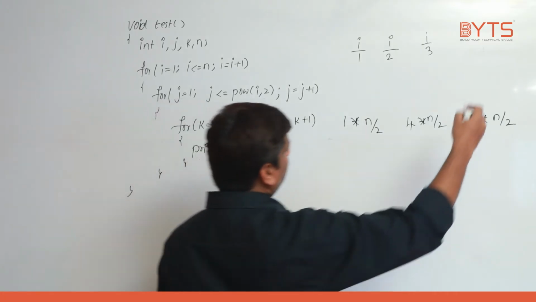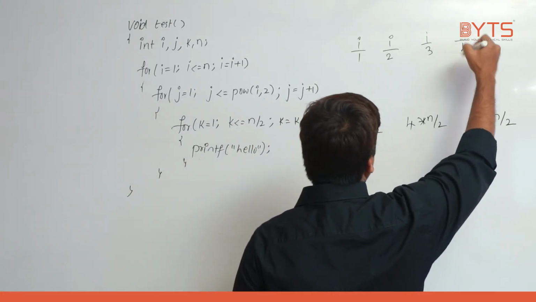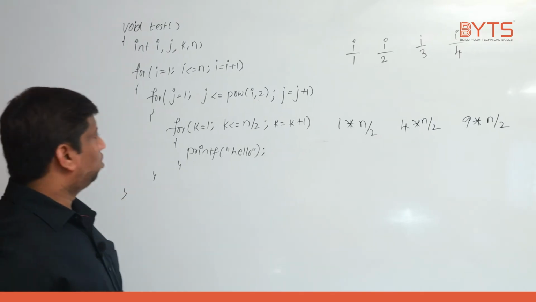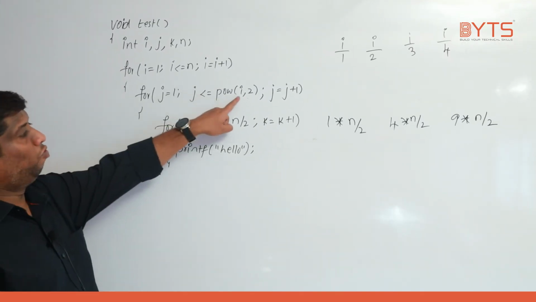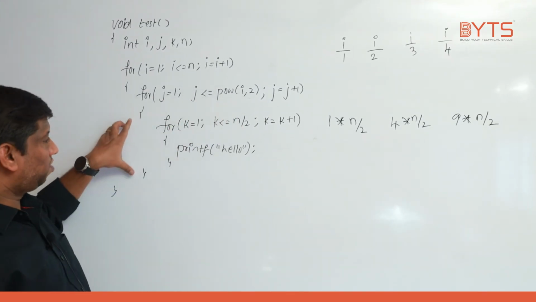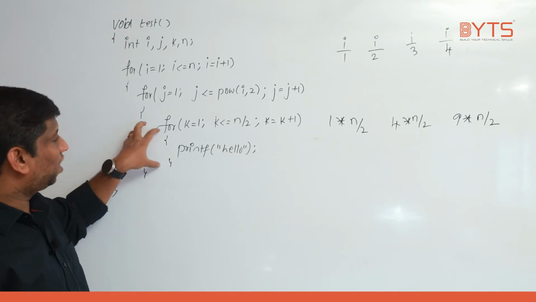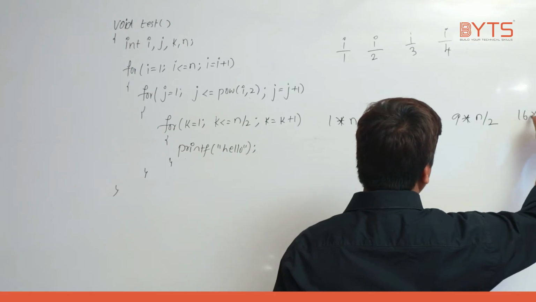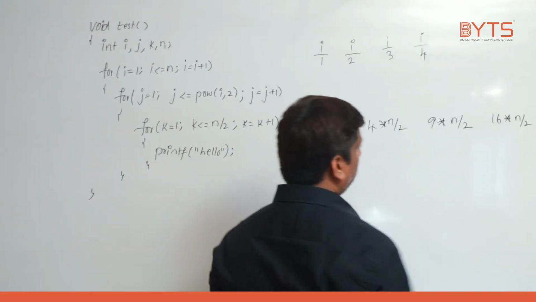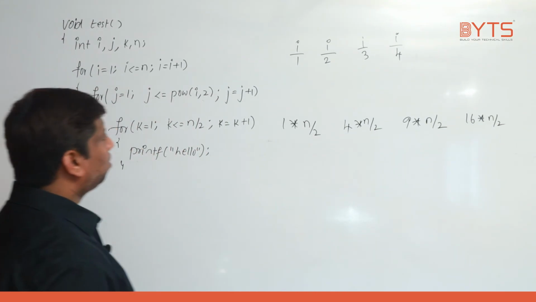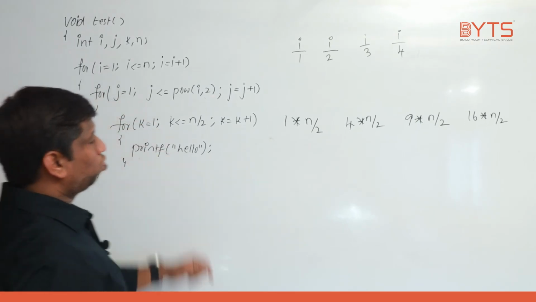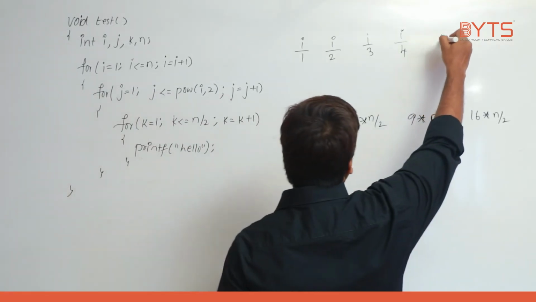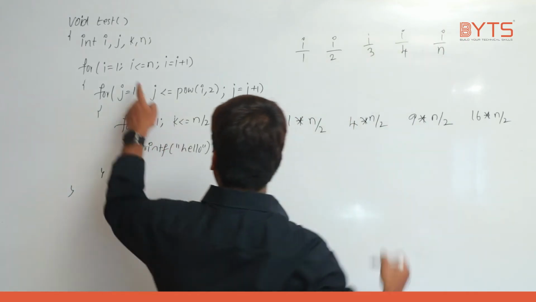Next, let us take I value as 4. 4 square is 16. So this loop is repeated 16 times. For every value of j, k is repeated n by 2 times, which means this loop is repeated 16 into n by 2. I hope this is very clear, right? So I value goes on, and when I value is n, that's what, the I loop is n.